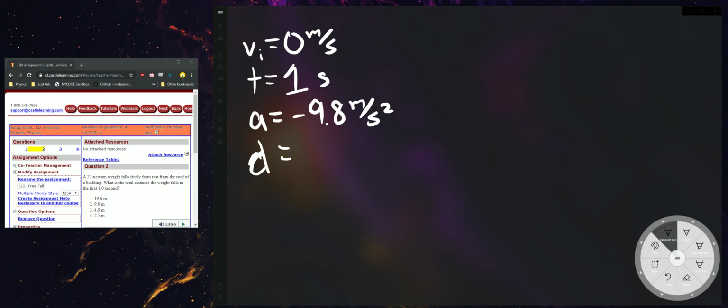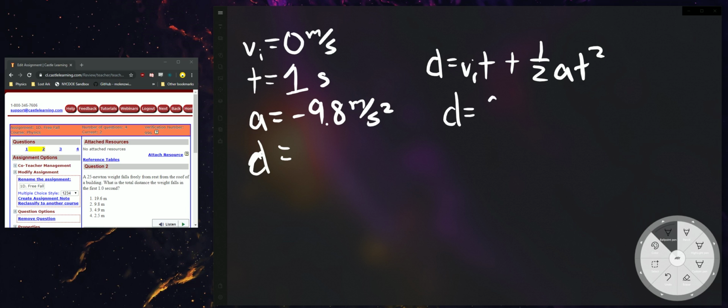So now we're just going to solve it. This is the formula we use, because this formula has all the variables we need, and we don't have VF, so we're going to use this formula instead. The initial velocity is 0, and 0 times anything is 0, so I'm going to ignore the t.